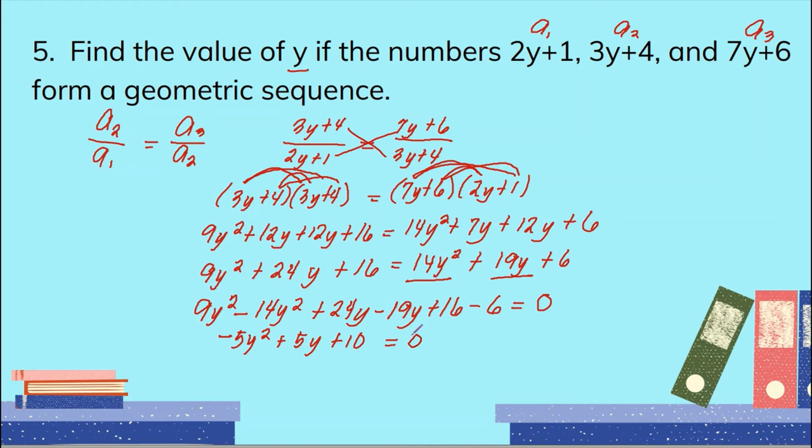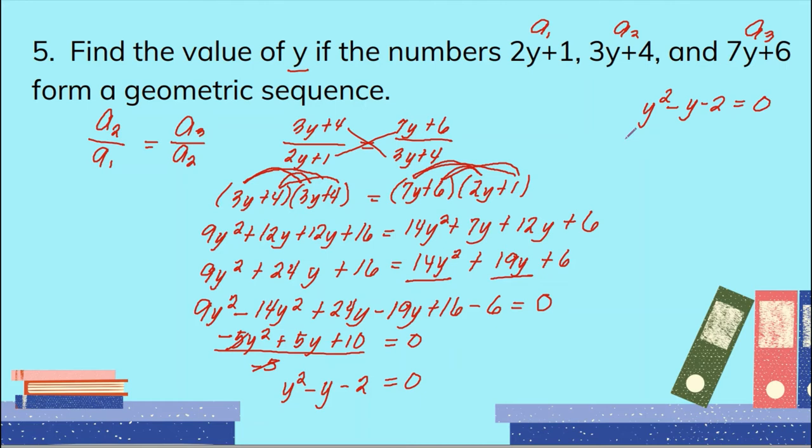Tapos, we can divide it by a common factor, which is 5, or gawin natin negative. Okay, so now that's negative 5y squared plus 5y plus 10 all divided by negative 5. So negative 5 divided by negative 5 is positive 1. So that's y squared. 5 divided by negative 5 is negative 1. So that's y. Tapos 10 divided by negative 5 is negative 2. Tama? Equals 0. So, meron tayong y squared minus y minus 2 equals 0.